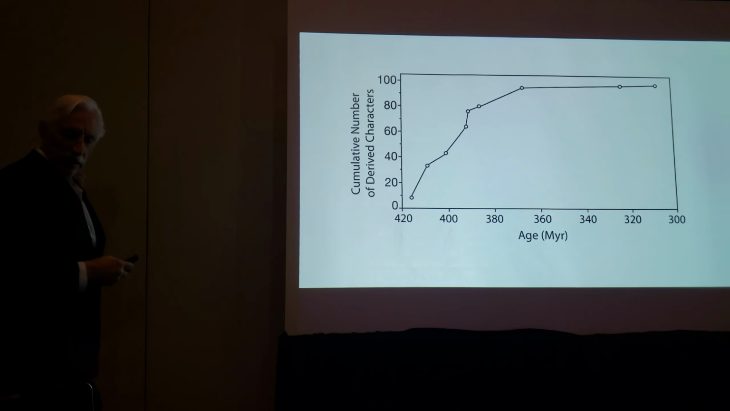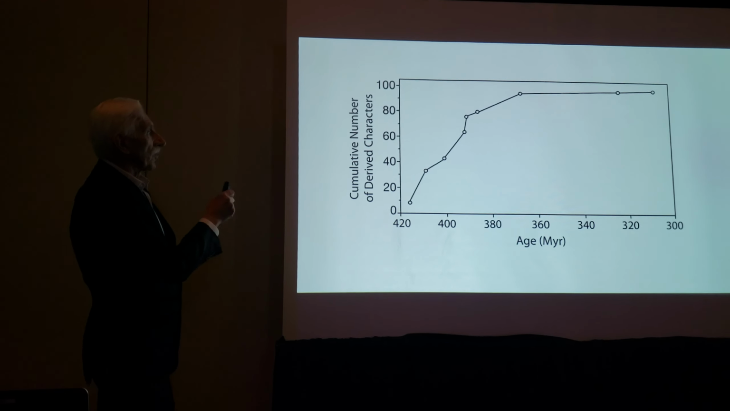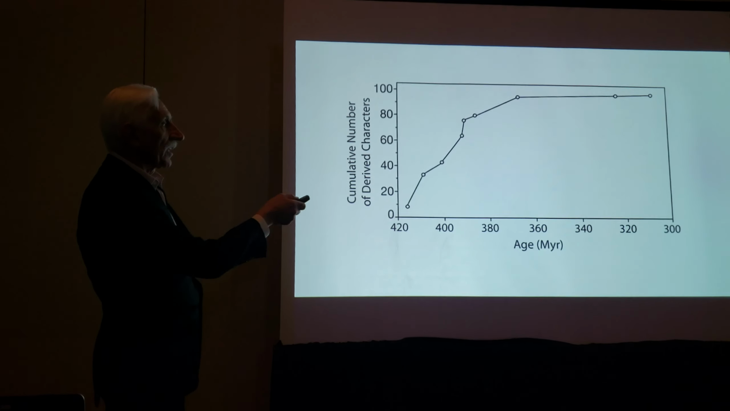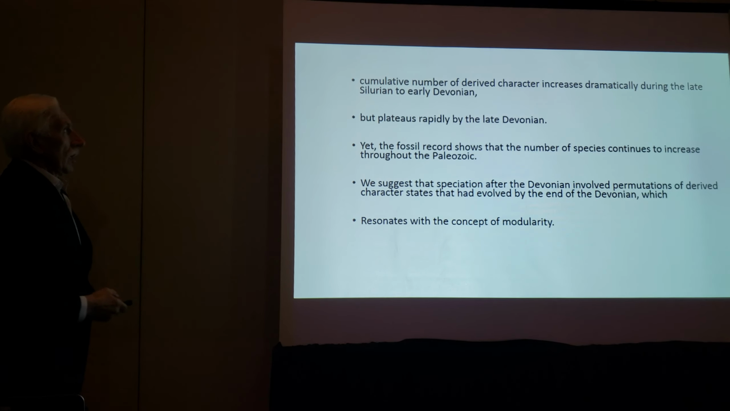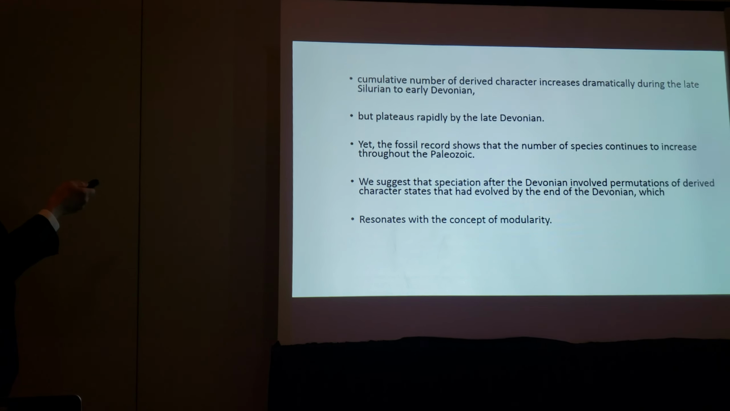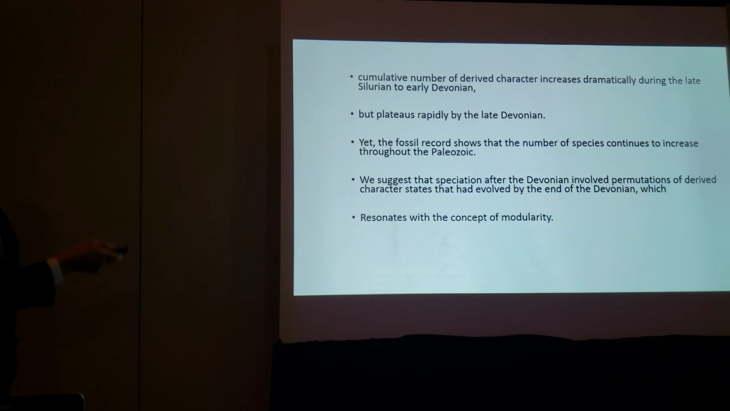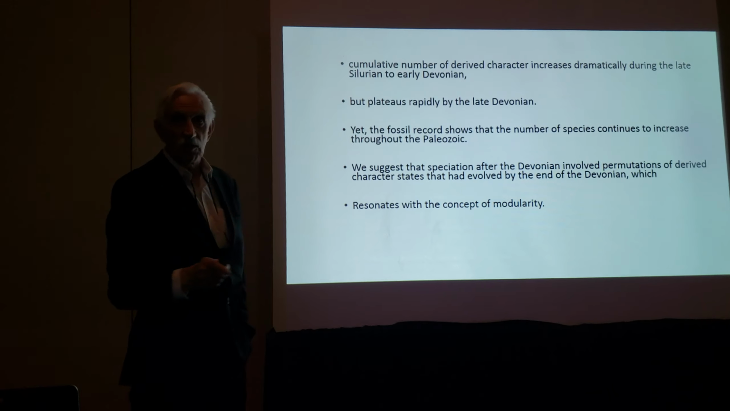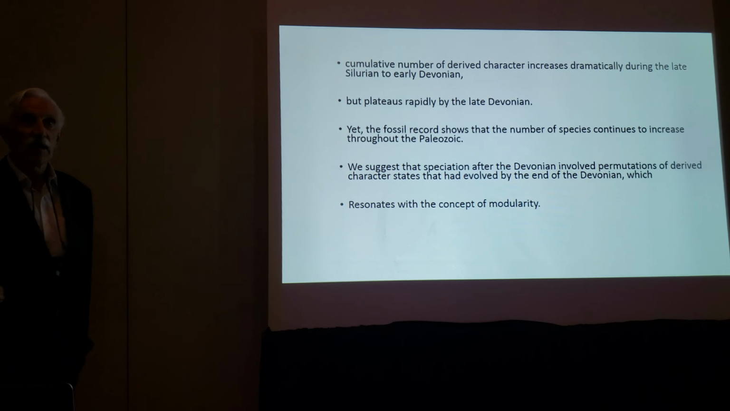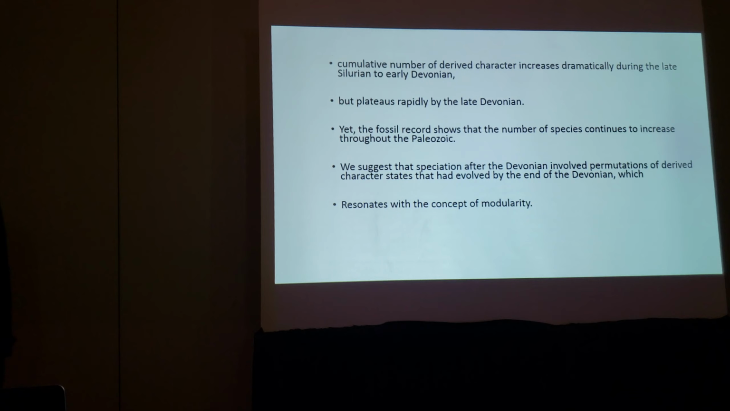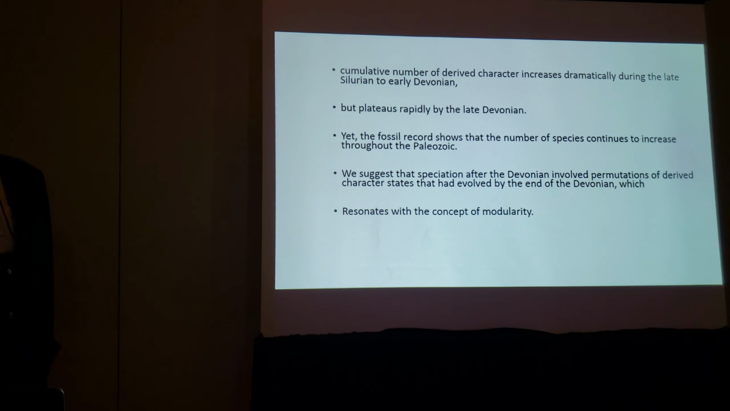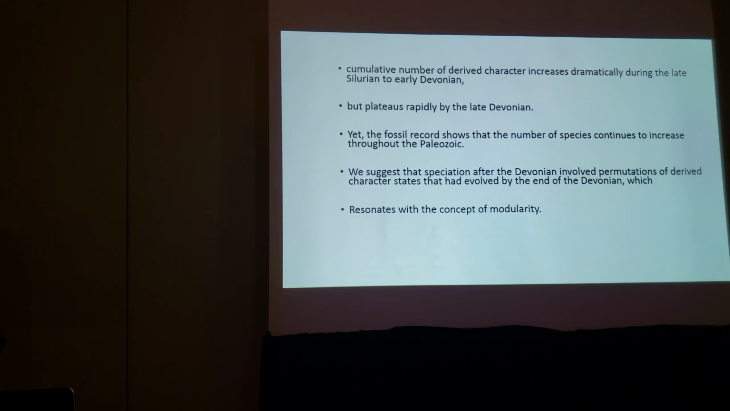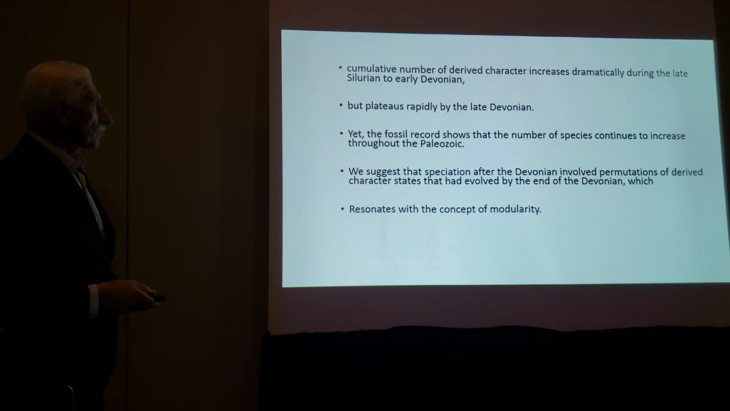Interestingly, the cumulative number of derived characters over time increases dramatically early on and then plateaus by the late Devonian, yet the fossil record shows that the number of species continues to increase throughout the Paleozoic. So what do we ascribe to that? Well, either we failed to identify enough characters, or the characters that had already evolved, in recombination, could produce the diversity in species that we see later.